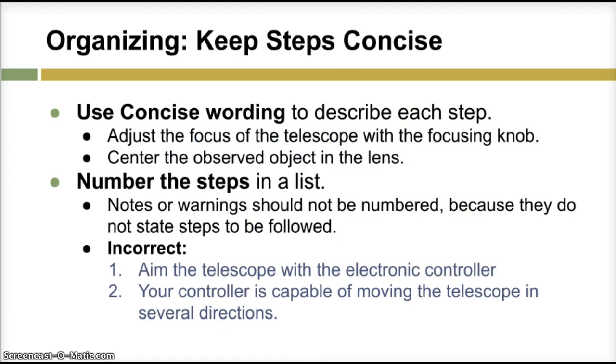You also want to keep your steps concise. So use concise wording to describe each step. Here are some examples. Adjust the focus of the telescope with the focusing knob. Center the observed object in the lens.